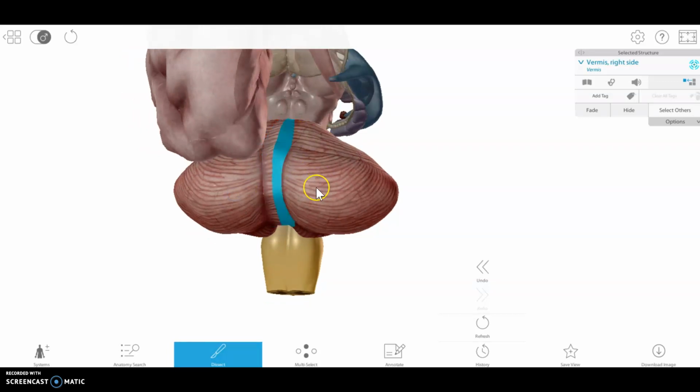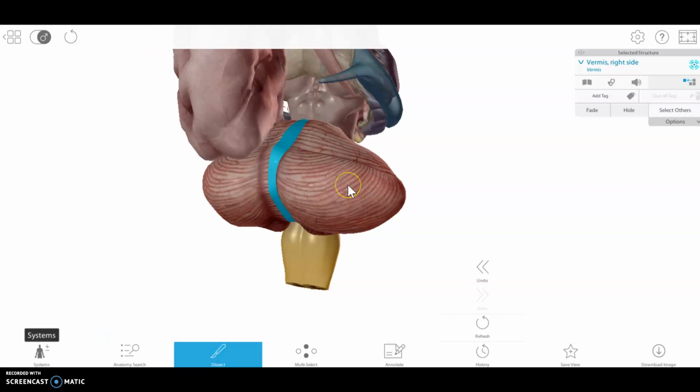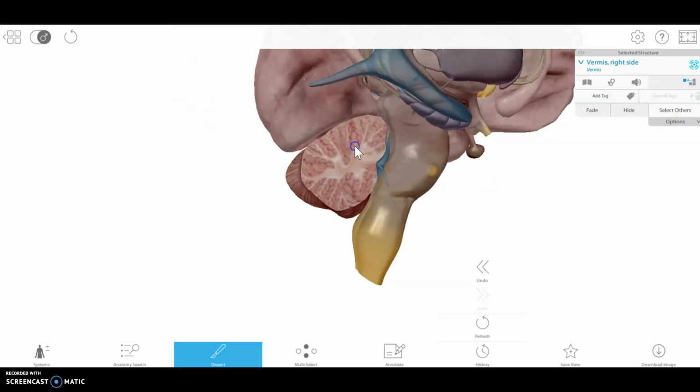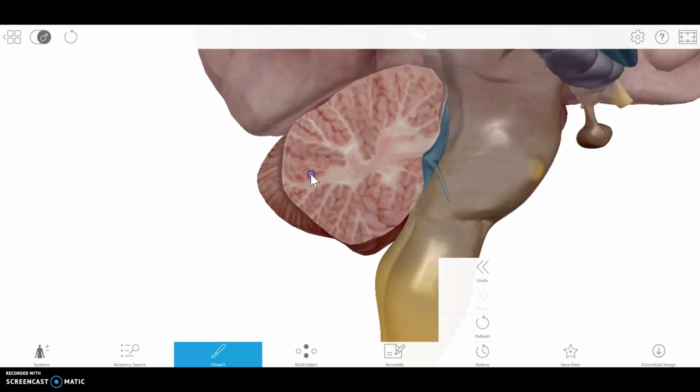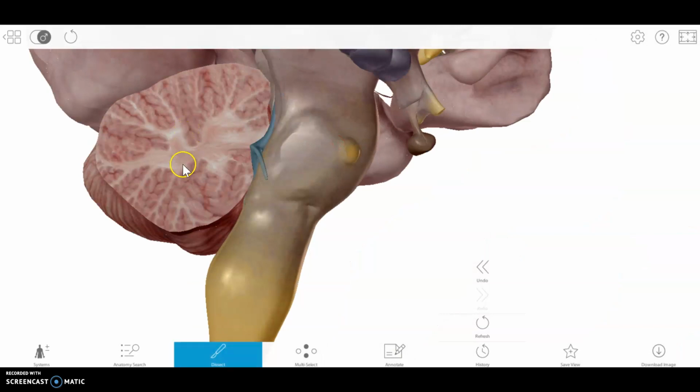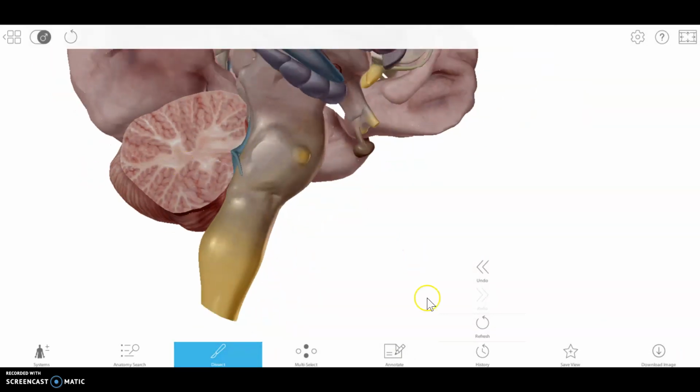Then you have your arbor vitae. We will actually hide that. So this is just the tree-like, it just selects the whole thing. The tree-like appearance of the folds in the cerebellum. So you can see, if you kind of turn it, okay, it won't let me do that because I'm zoomed in too far. It kind of looks like a little tree.